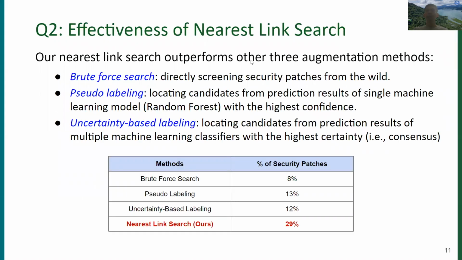We also evaluate the effectiveness of nearest link search with 3 traditional methods, including brute force, directly searching from the wild, and pseudo labeling and uncertainty-based labeling. We find the efficiency of our method is more than twice or even triple that of the others, because our method directly finds the similar patterns of existing security patches, and our method can save lots of labeling cost.